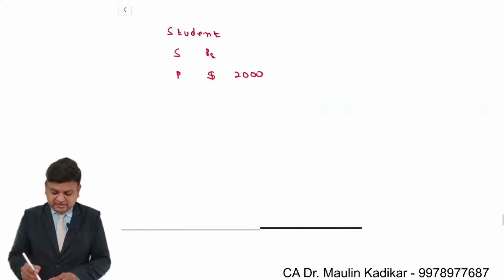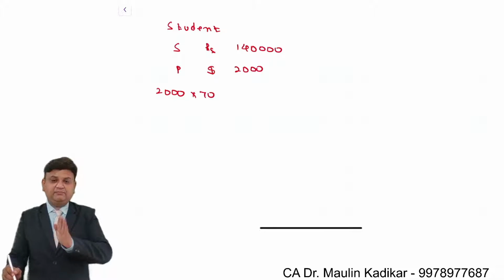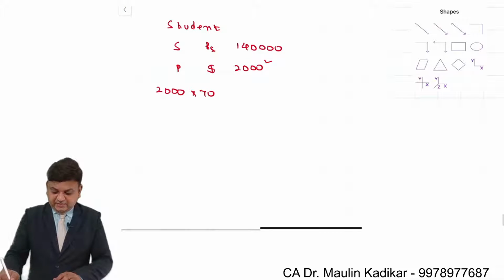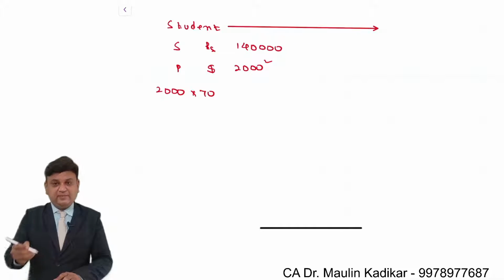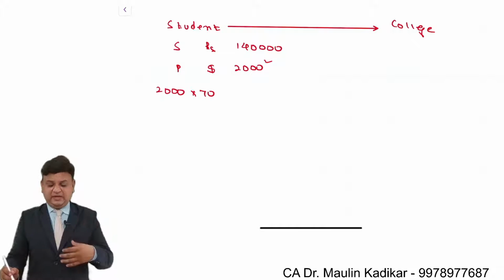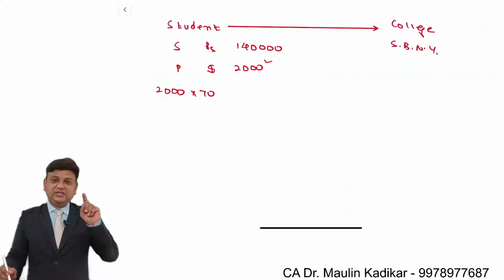Let us assume that the exchange rate is 70. So 2,000 into 70, this is the amount of rupees that the student is giving to the bank. And the bank is issuing, say, a demand draft of $2,000 to the student. What will happen, friends? The student will make payment of the fees to his college or university. Once it is making payment to the university, the university may be having, let us say, a bank account in State Bank of New York. So that DD will be deposited in State Bank of New York.